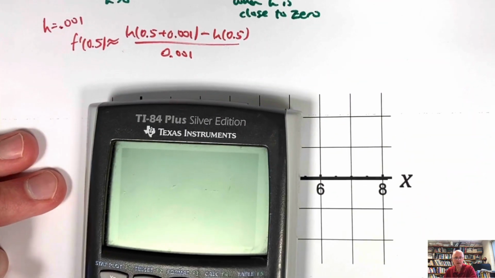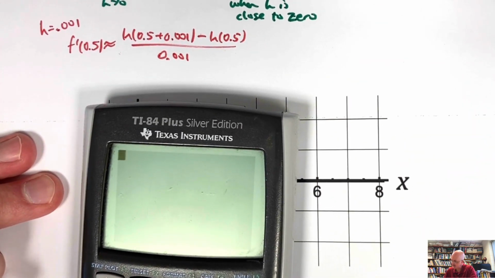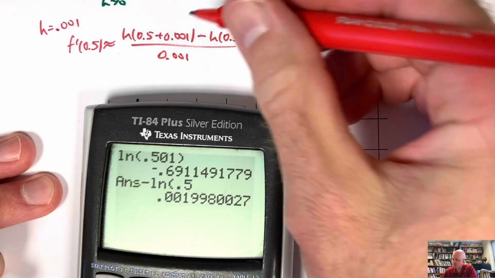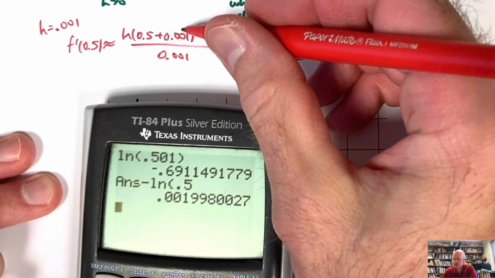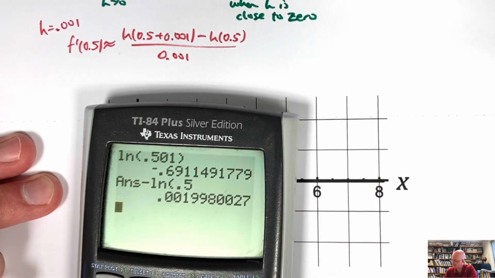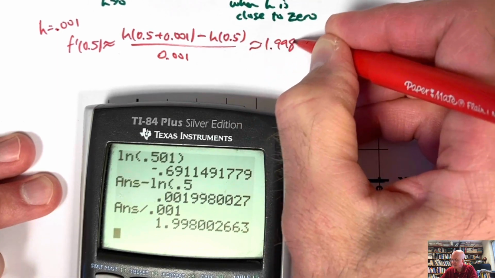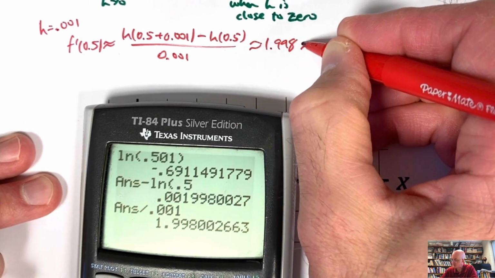Use your calculator here. ln of 0.501 is this. Don't worry about the fact that it's negative. Minus ln of 0.5 turns out to be a small positive number. These are both negative. This is slightly bigger than this, giving us a small positive number there. Divide by 0.001, you get about 1.998, and I wonder if we should round this to 2.